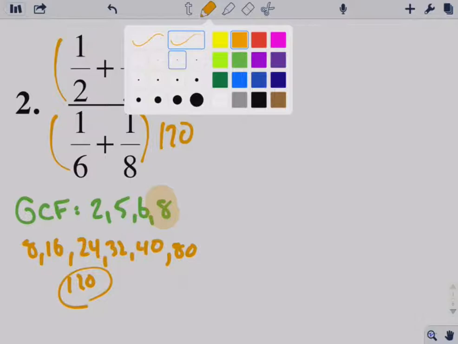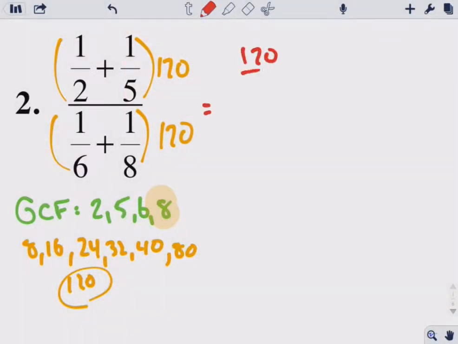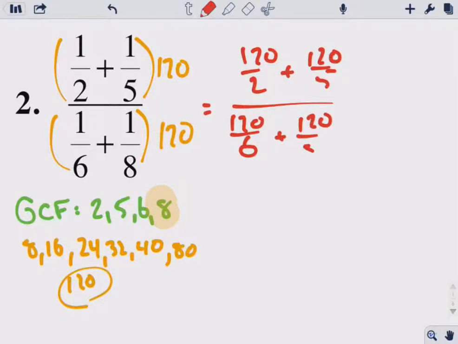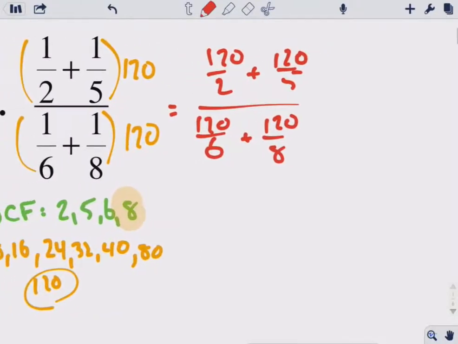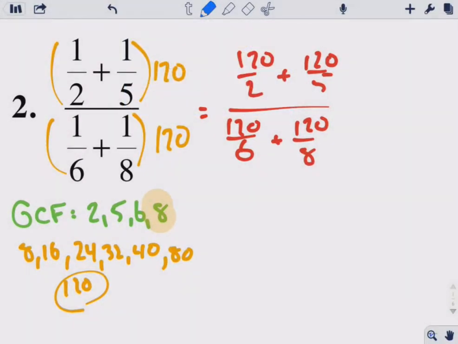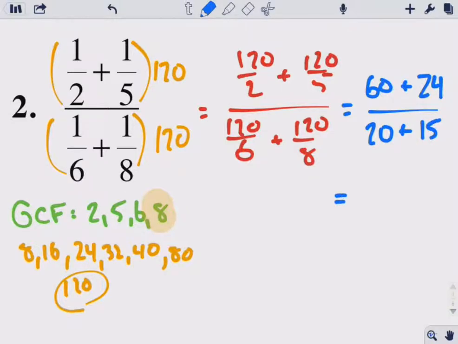Okay, and so I end up with 120 over 2 plus 120 over 5 all over 120 over 6 plus 120 over 8. Now divide each of those out. When I do that, I get a new expression. I get 60. 120 divided by 2 is 60. 120 divided by 5 is 24. 120 divided by 6 is 20. 120 divided by 8 is 15. So I take that another step. That's 84 over 35. Each of those is divisible by 7. That's 12 over 5.